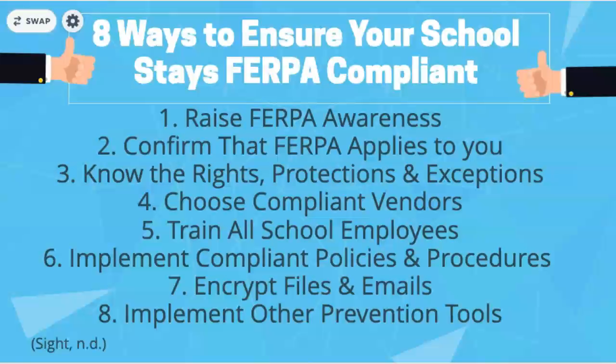So what are some ways that you can ensure your school stays compliant? Number one, raise FERPA awareness. By talking about it and making people aware, they're definitely more vigilant. Number two, confirm that FERPA applies to you. Number three, know the rights, protections, and exceptions. Number four, choose compliant vendors. Number five, train all school employees. Number six, implement compliant policies and procedures. Number seven, encrypt files and emails. And number eight, implement other prevention tools.